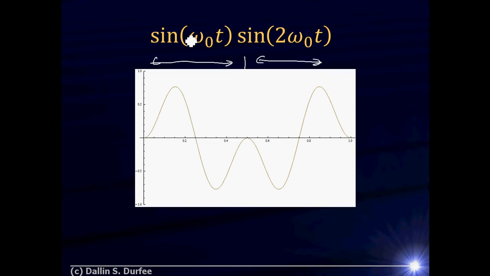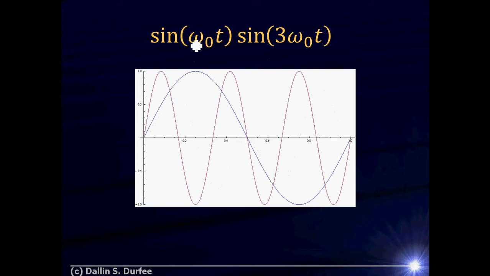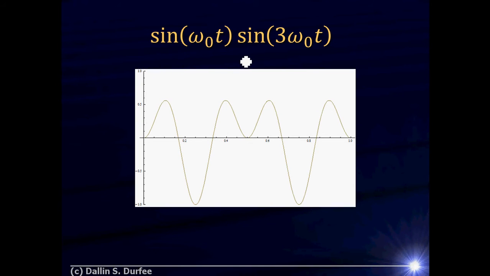All right, so that's sine of omega naught t times sine of 2 omega naught t. What about sine of omega naught t times sine of 3 omega naught t? Once again, here's omega naught t, here's 3 omega naught t. We multiply them together, and once again we get something that when I integrate from here to here, I get 0, right?